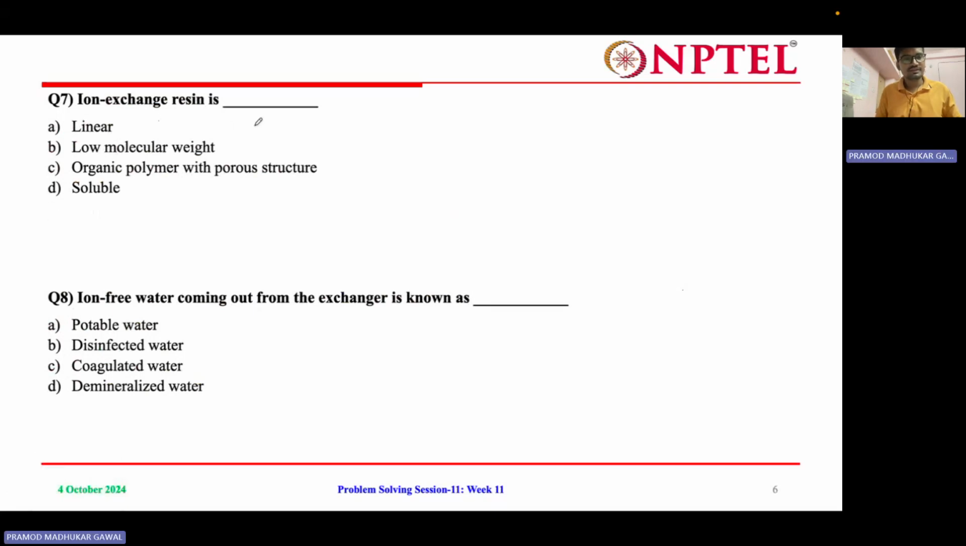Question number 7. Ion exchange resin is an organic polymer with a porous structure. Option C is the correct one. Question number 8. Ion-free water coming out from the exchanger is known as demineralized water, because of the removal of ions from the water. That's called demineralized water.